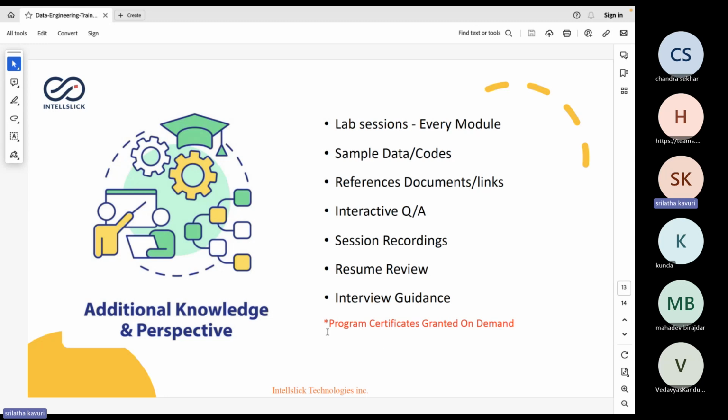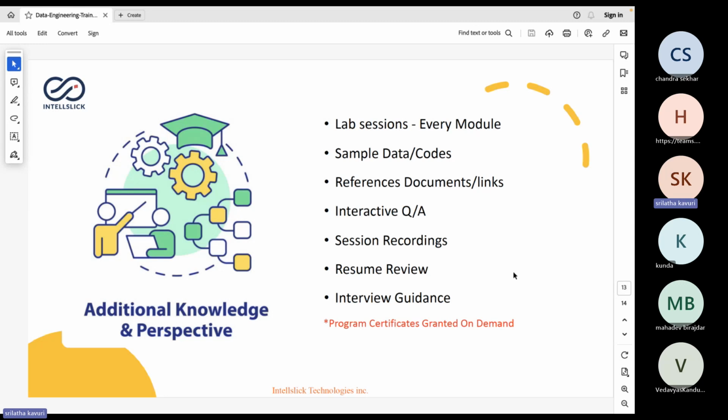When we say the program certificate is granted on demand, as I mentioned, you should be interactive within the session. At the same time, you will have certain expectations. See, data engineering is not something where I just teach and you listen and you'll get it. I can make you understand what it is and drive you through the path, but you are the one who needs to dive deep into the topics. You should sit and practice.